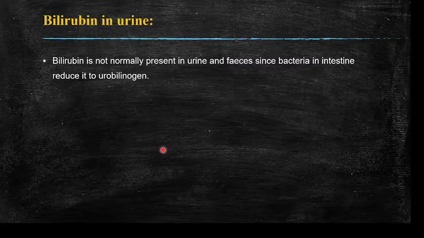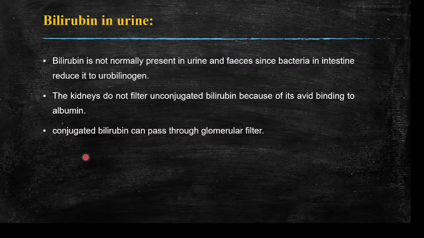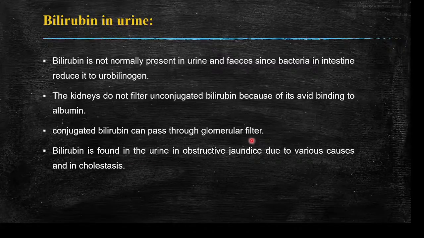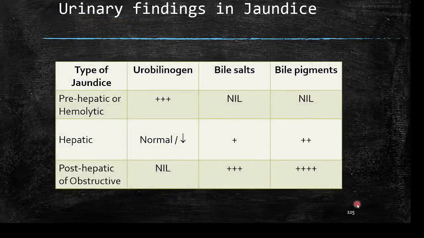Okay, so bilirubin is not normally present in urine and feces, since bacteria in the intestine reduce it to urobilinogen. The kidneys do not filter unconjugated bilirubin because of its binding to albumin, which makes it a macromolecule. Conjugated bilirubin can pass through the glomerular filtrate because it is not bound to protein and is a small molecule. Bilirubin is found in the urine in case of obstructive jaundice due to various causes and in cholestasis. So bilirubin in urine may be detected even before clinical jaundice is noted.